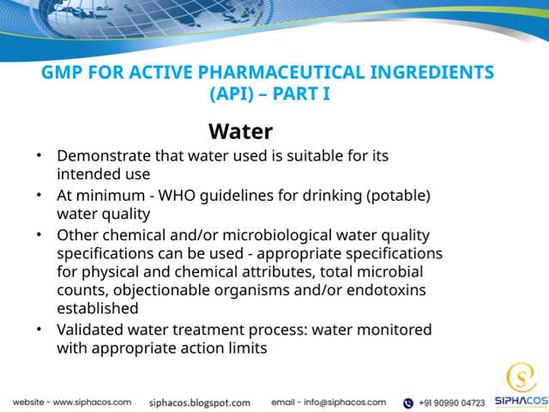To ensure consistent quality, a validated water treatment process must be in place. This process should include ongoing monitoring of the water, with predefined action limits to trigger corrective actions if necessary. This is all part of good manufacturing practice, or GMP, for active pharmaceutical ingredients, which is essential to maintain product quality and safety. So, in essence, ensuring the water quality aligns with these standards is fundamental to the overall integrity of pharmaceutical production.